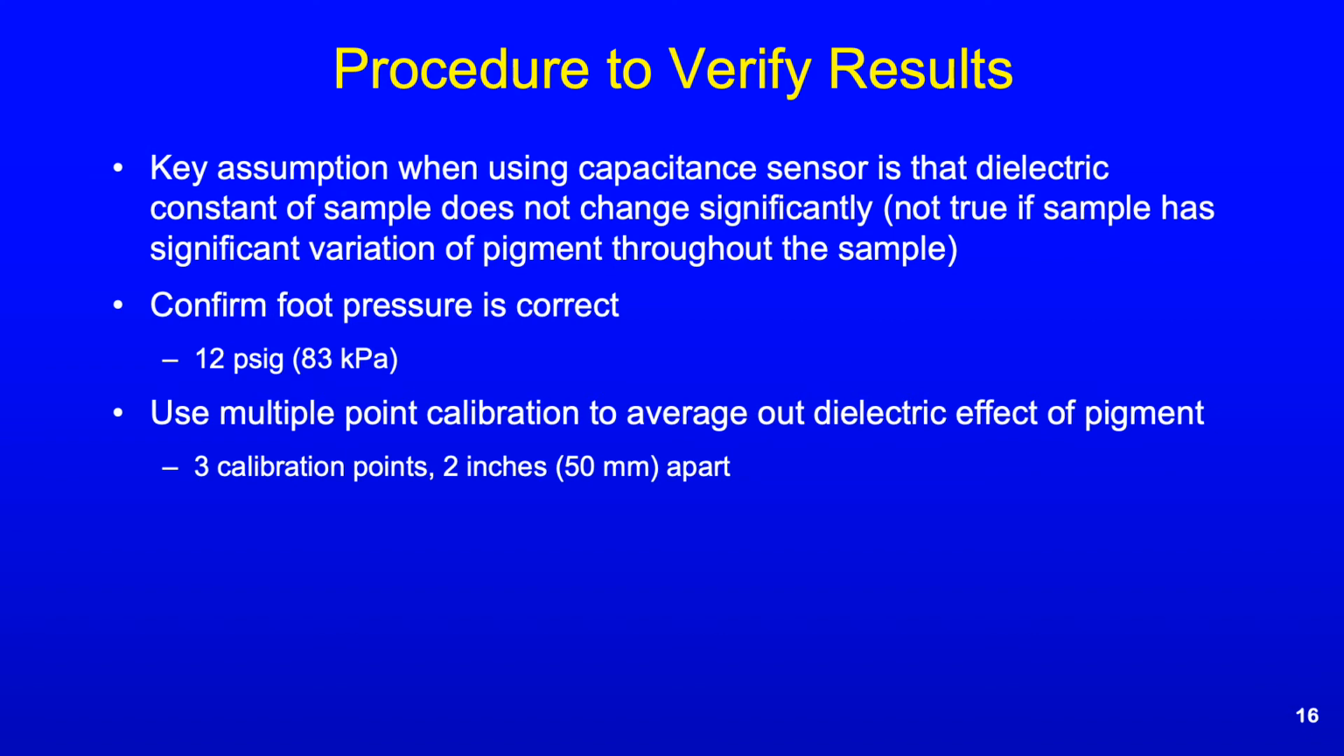And first of all, I asked myself, okay, am I calibrating this thing correctly, the capacitance gauge profiler? Because the key assumption we make with a capacitance gauge profiler is that the dielectric constant of the sample doesn't change significantly through all the measurements that we're taking. But what if it does? Such as if we have a large variation in the amount of pigment in the transverse direction. So the first thing I did was confirm that the foot pressure was in fact correct, 12 psi, which is appropriate for this kind of thing.